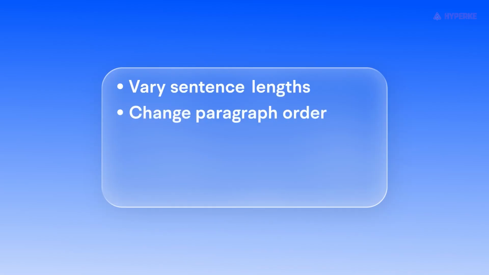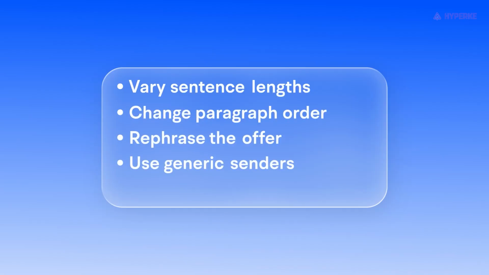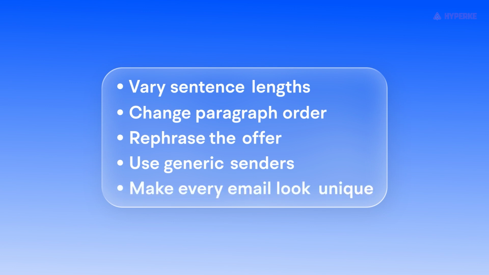And if these emails were reported as spam in the past, the algorithm is going to automatically mark them as spam with a warning that looks like this. In order to fix this, you need to change the structure of your email so that each email's fingerprint is different. And you do this by varying your sentence lengths, by changing the order of your paragraphs, by changing how you phrase your offer, and by sending emails using generic senders, ensuring that the emails that you send look as different as possible from each other while still representing the same offer angle and other winning variables.